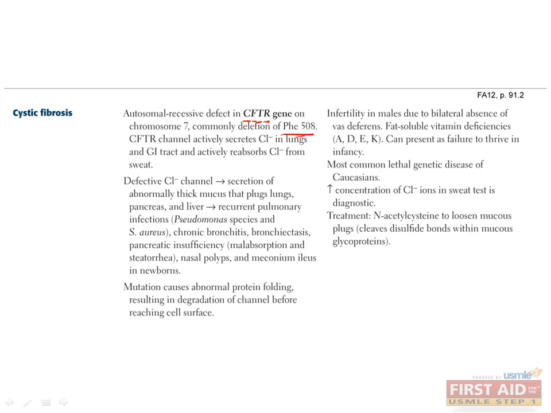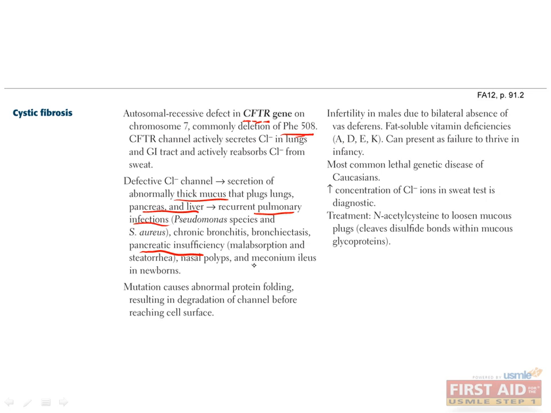CFTR codes for a chloride channel, which actively secretes chloride in the lungs and GI tract, and actively resorbs chloride from sweat. Since water follows solute across membranes, the inability to secrete chloride results in thicker mucus in the lungs, the pancreas, and the liver, which can block pancreatic secretions and permit pulmonary infections, especially by Pseudomonas and Staph aureus.